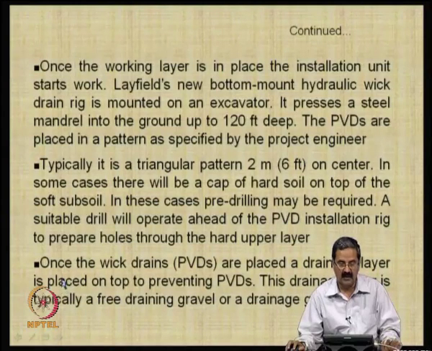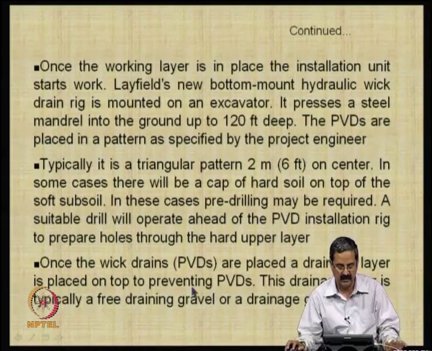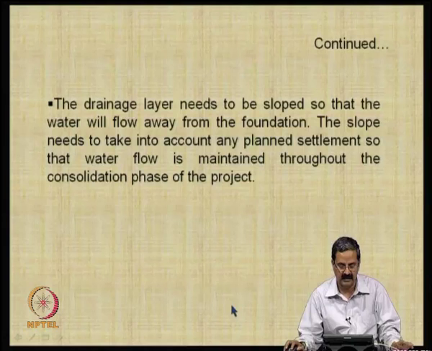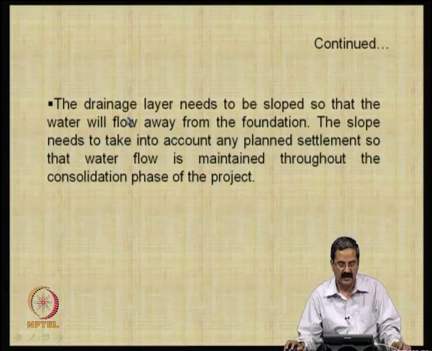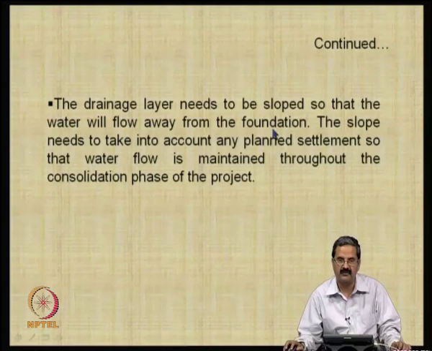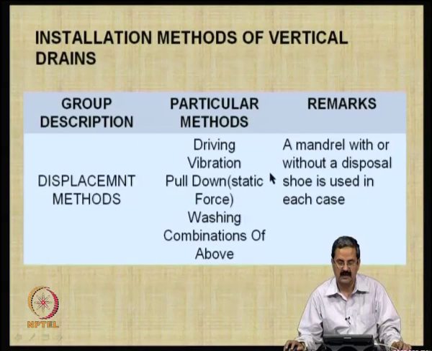Okay. Once the wick drains are placed, a drainage layer is placed on top, because you need to connect all of them, and the drainage layer is typically a free-draining layer or a drainage geosynthetic material. The drainage layer needs to be sloped so that the water will flow away from the foundation area, which is very important. The slope needs to take into account any planned settlement, so that the water flow is maintained throughout the consolidation phase of the project.